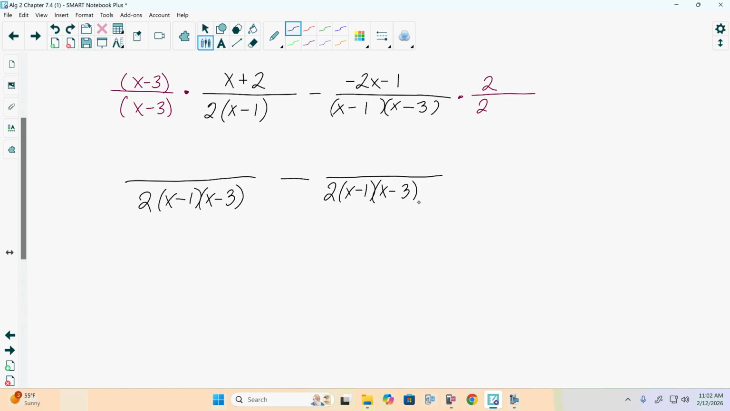Now we need to do the same thing on top. So we could rewrite this as x minus 3 times x plus 2. Or we know that they're going to have to be multiplied. So we're going to have to distribute this out. X times x is going to be x squared. X times positive 2 is positive 2x. Negative 3 times x is negative 3x. Negative 3 times positive 2 is going to be negative 6.